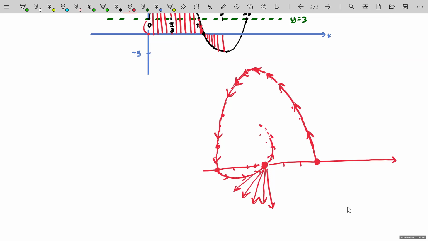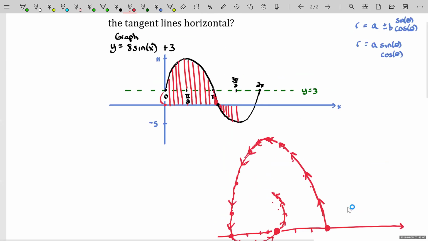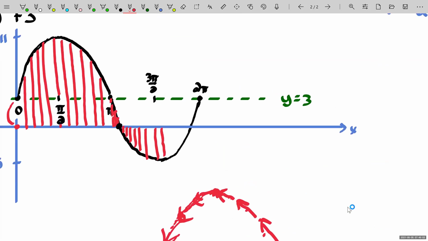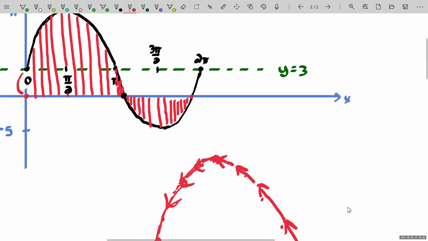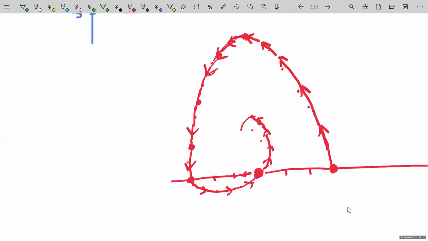If you know your old polars, this is called a limaçon with an inner loop. And then I continue turning past 3 pi over 2, throwing rocks behind me until I get to a very special angle before I'm facing 2 pi, where I drop a rock at my feet. This is symmetric, so actually it just does this. In fact, the rest of the graph is symmetric, so you could technically just round it out like that.